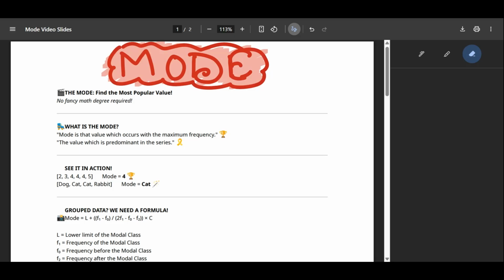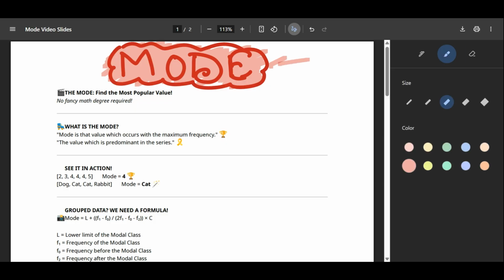Hey everyone, this is Ahili Bhattacharya, and today we are diving into one of the most popular and honestly one of the most misunderstood concepts in statistics, the mode. You have probably heard of it alongside the mean and median, but what makes it special? When do we use it? And how do we actually calculate it when our data is all grouped up? Well, grab your notebooks because by the end of this video, you will be a mode master. Let's get started.